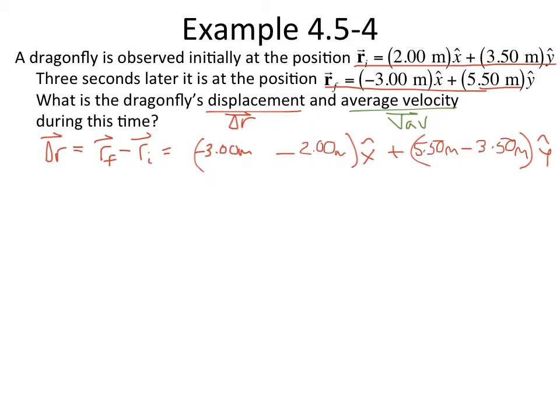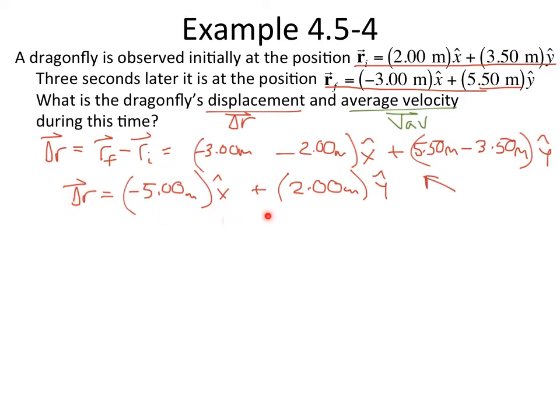So let's simplify this and see what we get. Our displacement vector delta r should be, negative 3 minus 2, that's negative 5.00 meters in the x hat direction. And 5.5 minus 3.5, that's 2.00 meters in the y hat direction. So it's moving negative x and positive y, something like that. We don't really care. All we care about is that we have the x and y values, and so we can do a lot with that. So this is really our answer for the change in displacement.